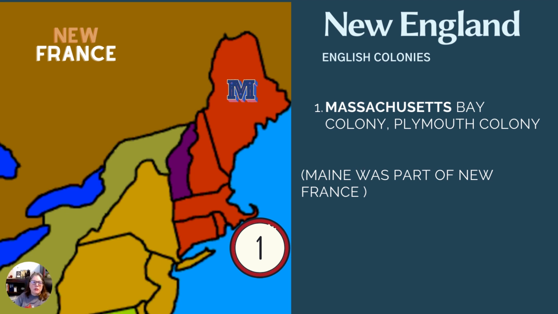All right. So in New England, we have Massachusetts. And there were really two colonies at first, Massachusetts Bay and the Plymouth colony. And sometimes you'll see Plymouth with Plimouth as a spelling. Okay, Maine was actually part of New France.